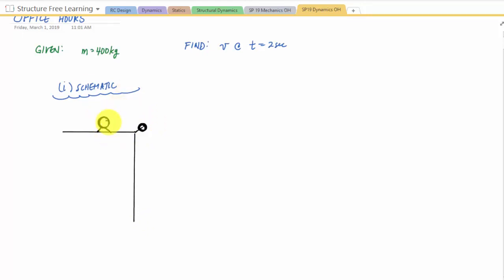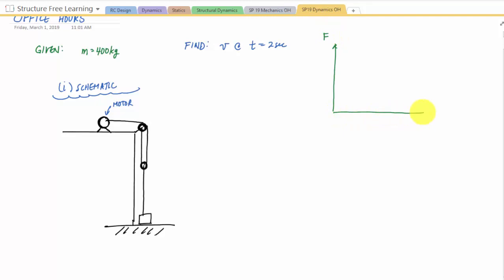And then there's a rope that goes down like that, and another little pulley here. There's a crate at the bottom, and that crate weighs, or has a mass of, 400 kilograms. This is a motor. There's also a graph given, a graph of the force in the motor as a function of time.